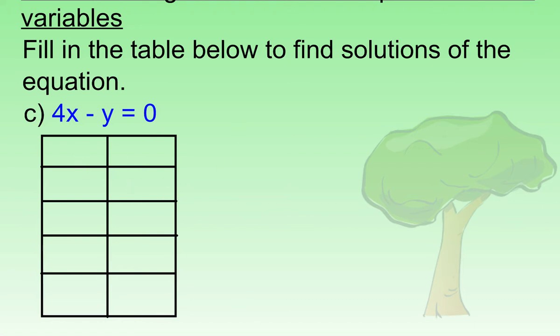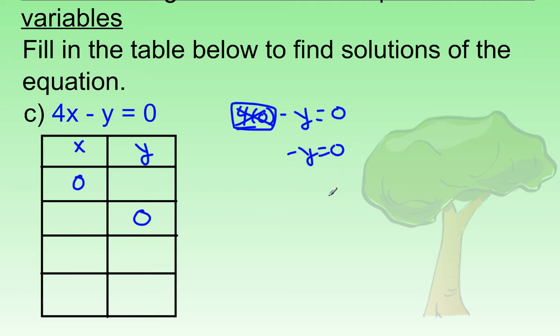Alright, so let's see. You probably started doing the same way we did before. X, y, 0 here, 0 here. So if we plug in 0 for x, 4 times 0 minus y equals 0. So this piece is 0. It cancels out. Negative y equals 0. And technically, this is a negative 1. So we have to divide by negative 1 on both sides. But we're still going to get 0. So when the x value is 0, the y value is 0.